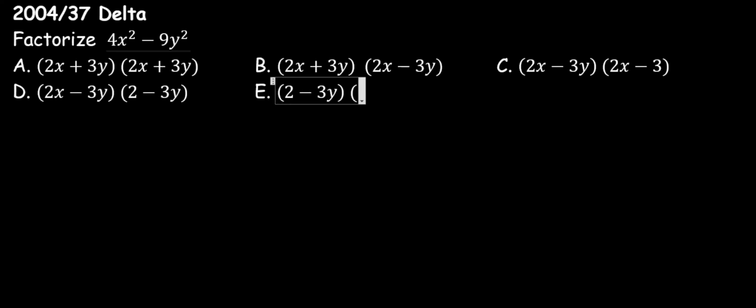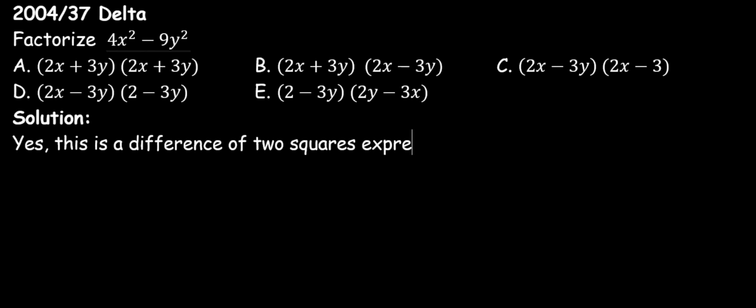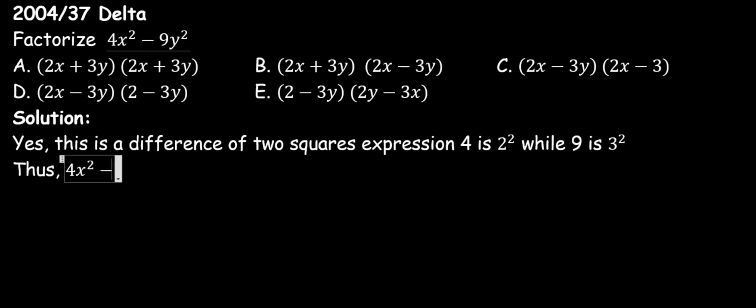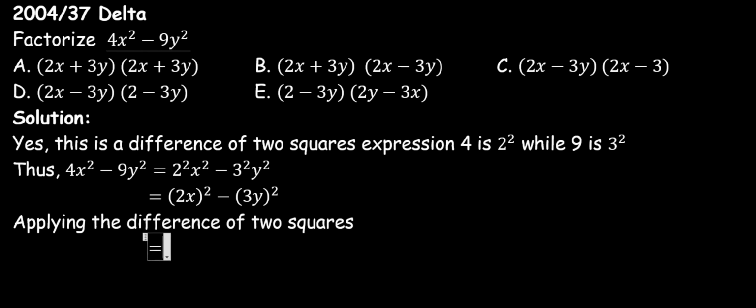2 minus 3y, into bracket open, another bracket open, 2y minus 3x. Solution. Yes, this is a difference of two squares expression, as 4 is 2 squared, while 9 is 3 squared. Thus, 4x squared minus 9y squared will be equals to 2 squared x squared minus 3 squared y squared, which is equals to (2x) squared minus (3y) squared. Applying the difference of two squares, that will be equals to 2x minus 3y, into another bracket open, 2x plus 3y.